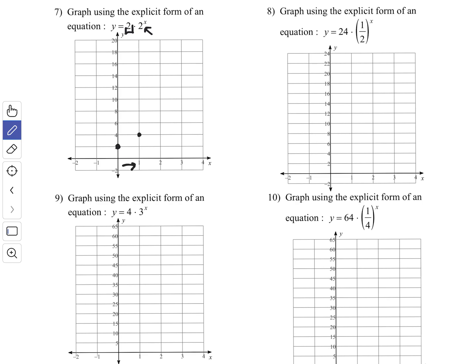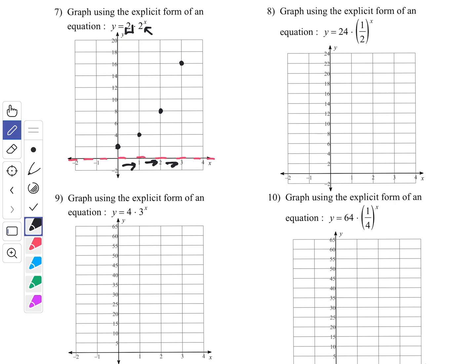So 2 times 2 is 4. 4 times 2 is 8. Notice I'm moving to the right on the x's. 8 times 2 is 16. And then 16 times 2 is 32, so I'm kind of out of luck on that side. There's no shifting of this up or down, so we definitely have our asymptote here.